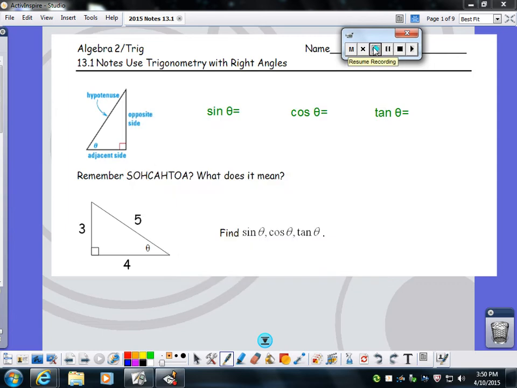All right, this is 11A notes. We're going to be looking at an introduction to our trig functions. Hopefully a lot of this will be review from geometry.